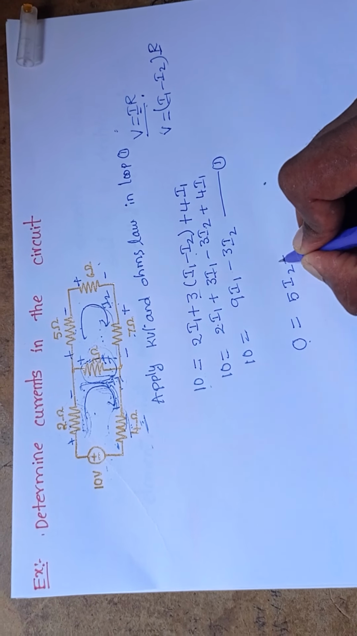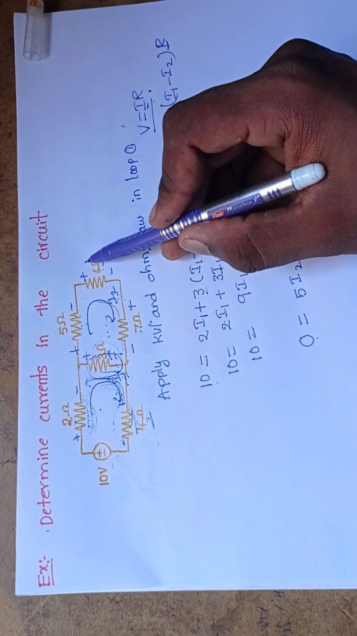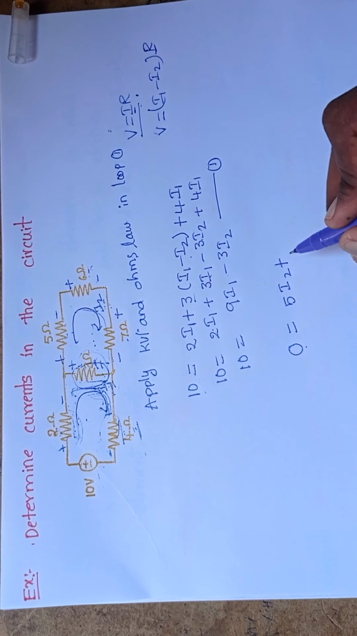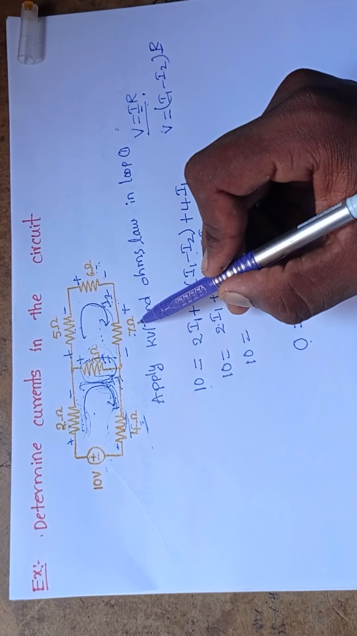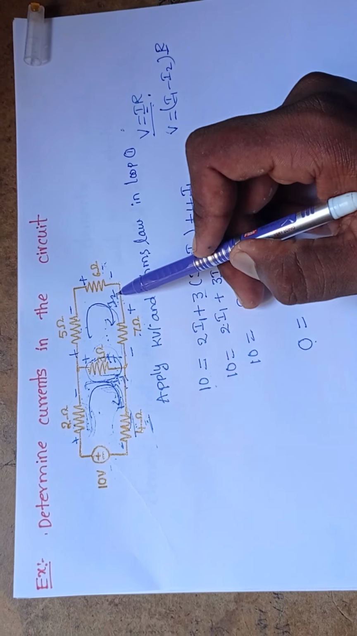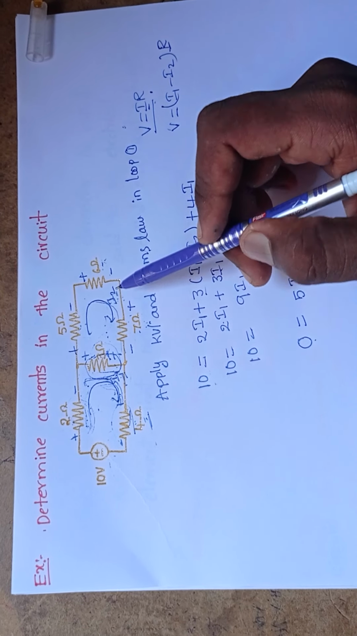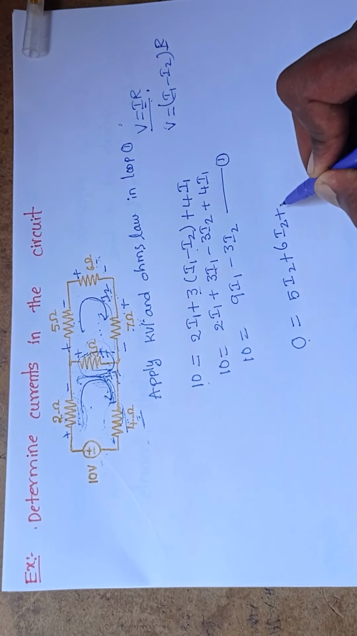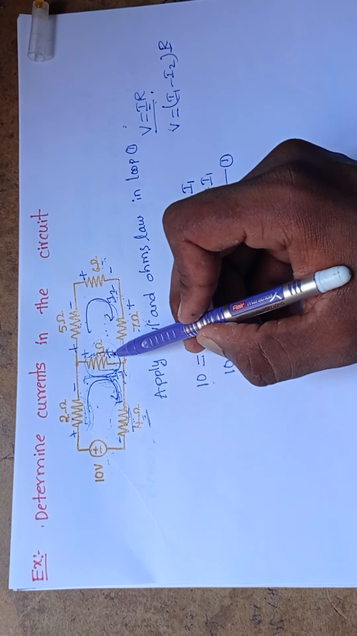5I2 plus, next consider the 6 ohms resistor. Here resistance is 6 and current is I2, so the voltage is 6I2. Next consider the 7 ohms resistor. The current flowing through this 7 ohms resistor is I2 and resistance is 7. The voltage across this resistor, by the formula V = IR, is 7I2.